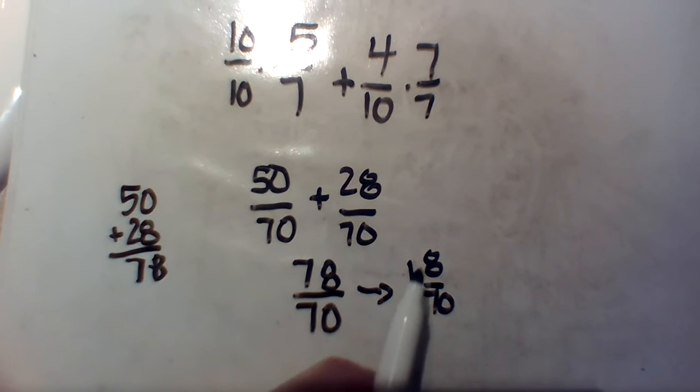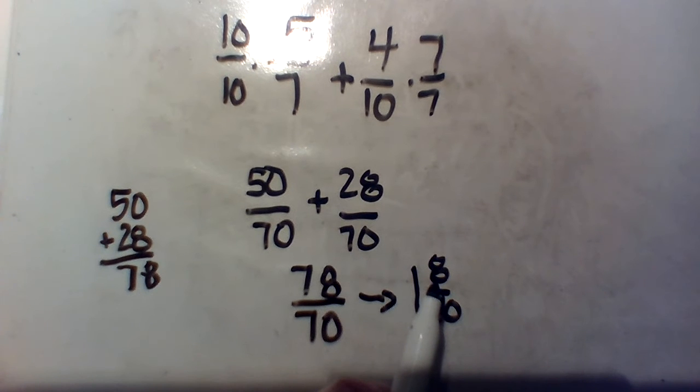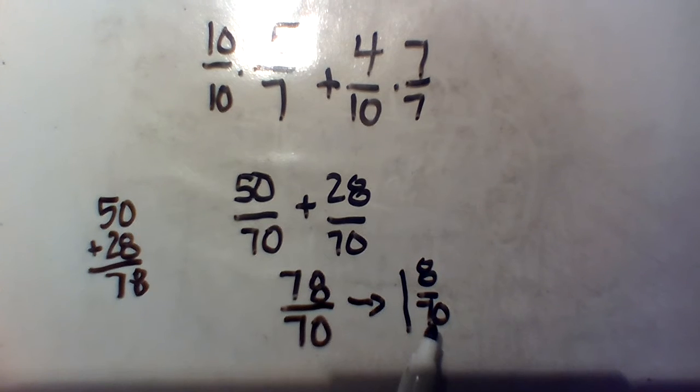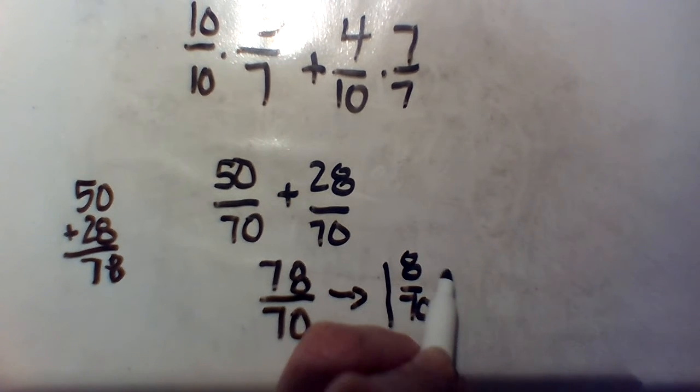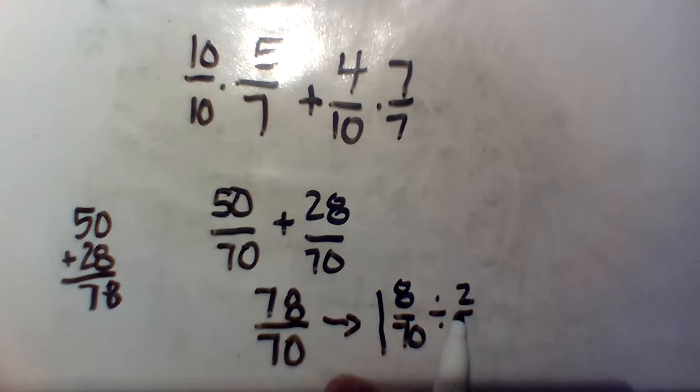Now I have to think about this. This is an even number, and there's a 0 here. So I know this is not my lowest terms. So man, oh man, Marshall, you're making me work. Okay, so I'm going to divide this by 2 over 2.